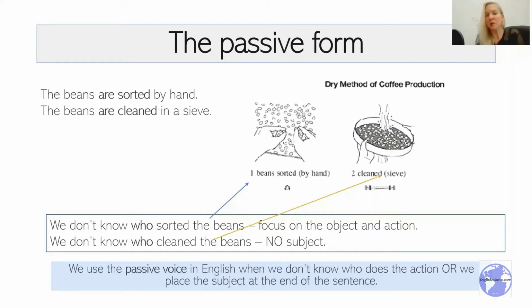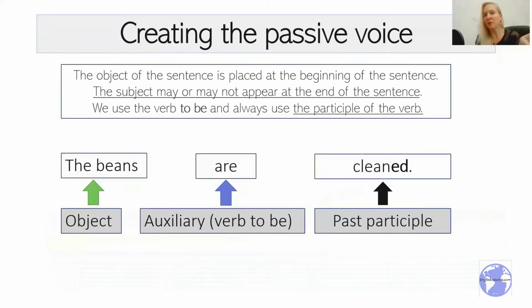So that's it. We use the passive voice in English when we don't know who does the action. Focus is on object, not subject. We may place the subject at the end. So the coffee beans are sorted by a worker. The object is placed at the beginning, then the auxiliary, and then the past participle.